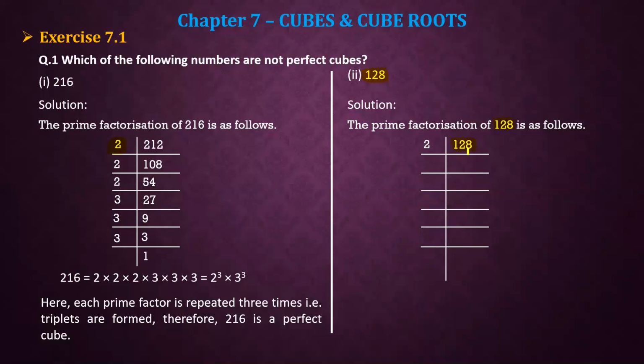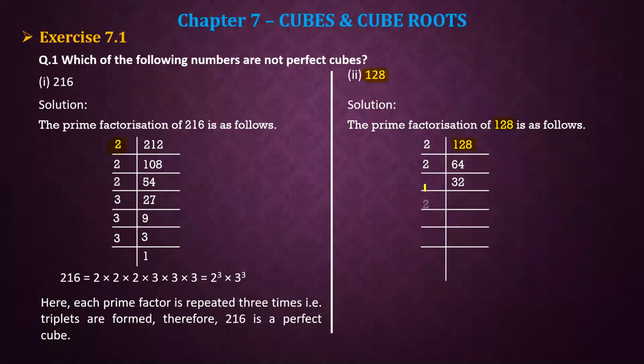You know that 2 sixes are 12 and 2 fours are 8. So 128 divided by 2 is going to be 64. Now again, 64 is an even number. So again we are going to divide it by 2. Therefore 64 divided by 2 is going to be 32.